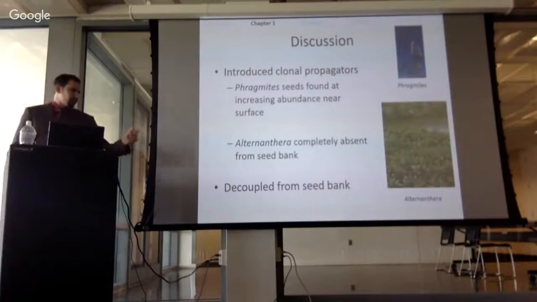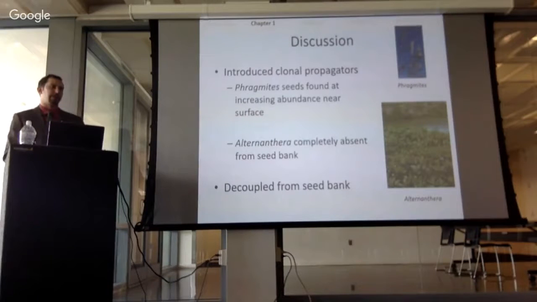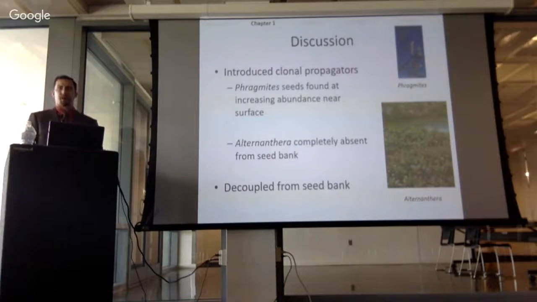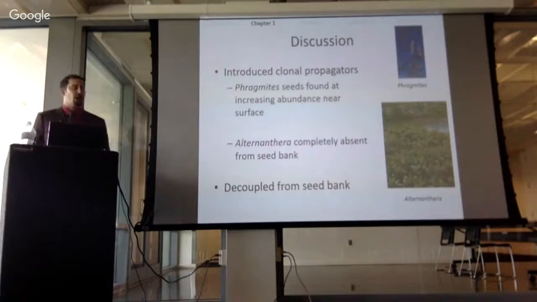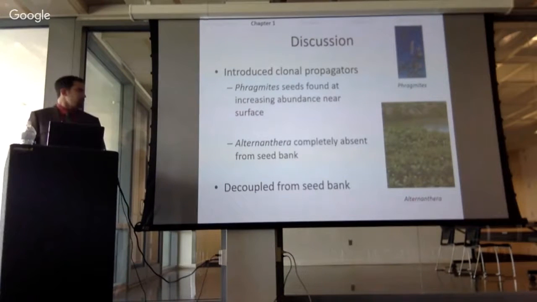Alternanthera has been shown to never produce seeds in its introduced range in other areas, such as Asia, and I did not find any Alternanthera seeds at all. I did find a few Phragmites seeds, especially near the surface. There's some disparity in conclusions about how many seeds Phragmites produces. There is a lot of genetic variation. However, these results suggest that these two genera might be decoupled from the process previously described.